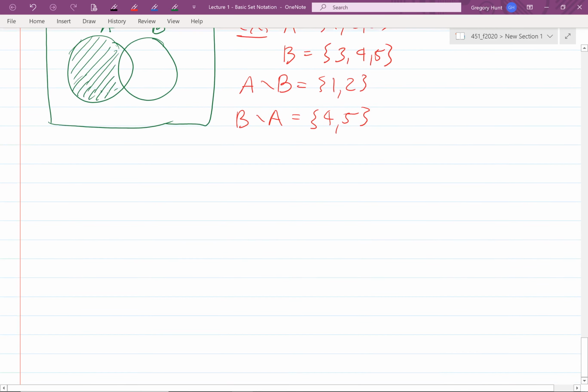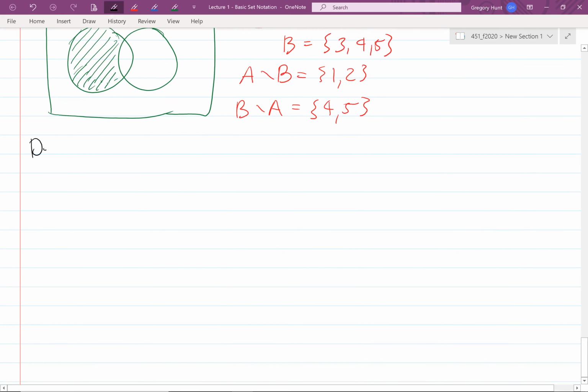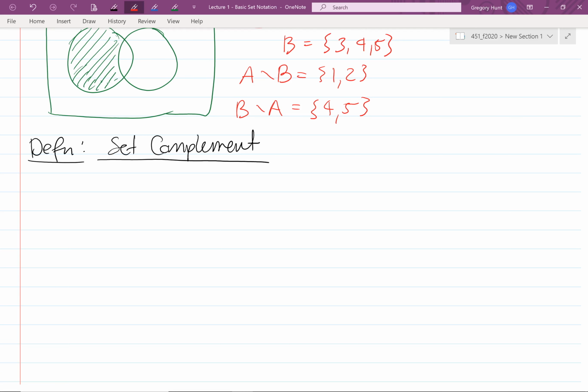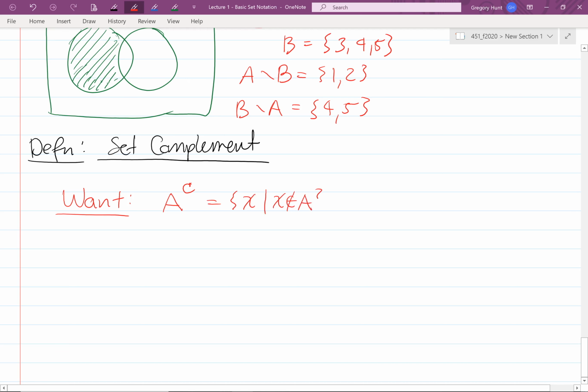Other useful operations that we can do. Another real basic definition is set complementation. Typically, the way people will define set complementation is that the complement of a set, let's say A superscript C, is the set of everything that's not in A. It's the complement of A: everything that's not in A.